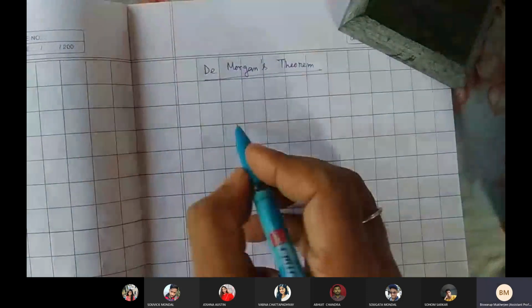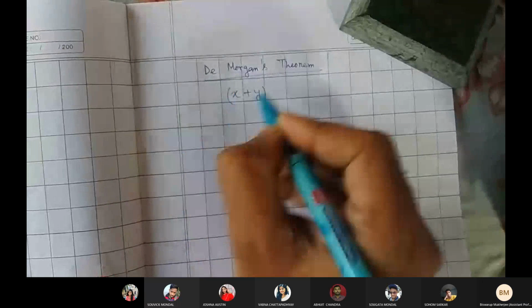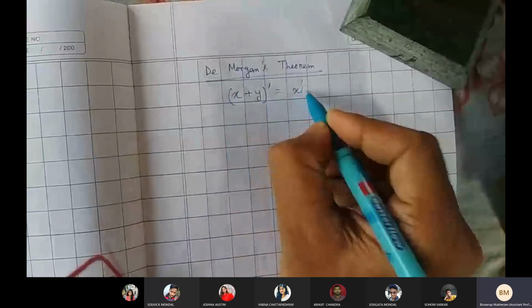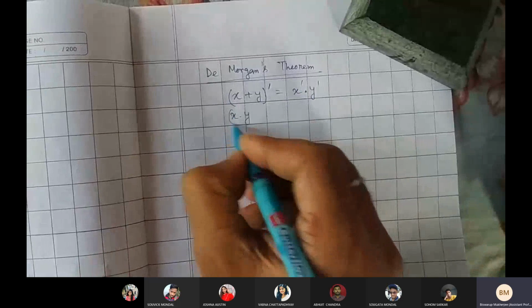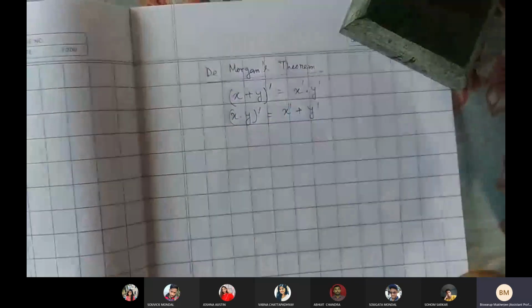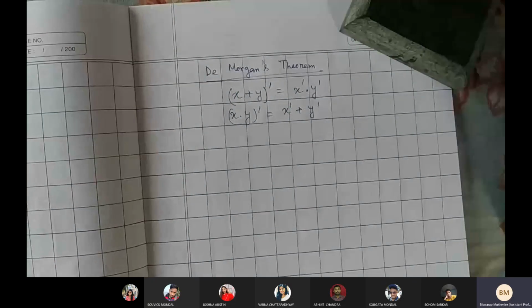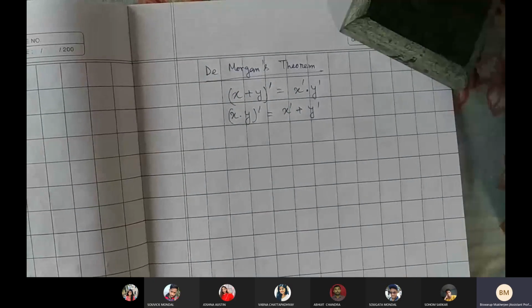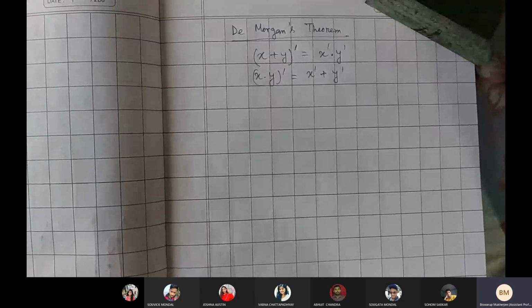Okay, so De Morgan's theorem, as we know, that (x + y) complement is equal to x complement dot y complement. Similarly, (x dot y) whole complement is equal to x complement plus y complement, right? So we know this one, we have discussed that one earlier. So these are the different laws and theorems by which you can minimize your expression.